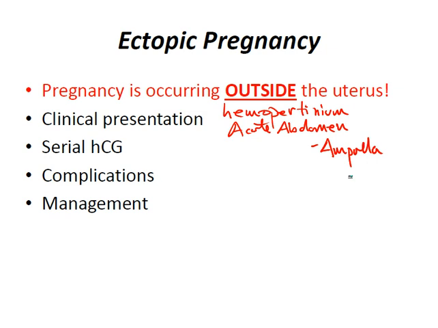Risk factors include the most common cause, scarring from chronic salpingitis or pelvic inflammatory disease. Other causes include a history of prior ectopic pregnancy or prior tubal surgery. Now, a heterotopic pregnancy is a multiple gestation with at least one intrauterine pregnancy and one ectopic pregnancy. That's a heterotopic pregnancy. Now, the risk of this is small but increases with IVF if multiple embryos were used.